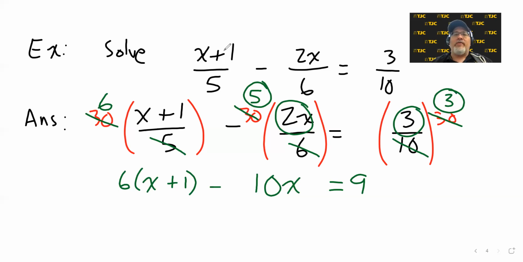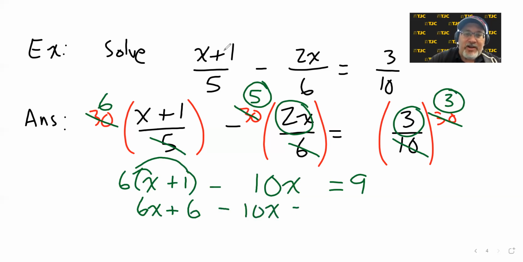That's the whole strategy for solving rational equations. Multiply by something that will take out all the fractions and then proceed. In this case, proceeding means distributing the 6 to eliminate the parentheses. 6 times x is 6x plus 6 times 1 is 6. We still have the minus 10x, and we still have the equal to 9. Combine like terms. Our like terms here are the 6x and the minus 10x. 6x minus 10x is negative 4x. But we still have the plus 6 equals 9.